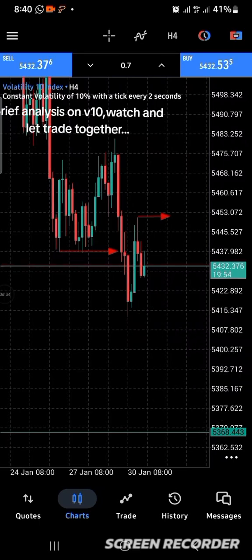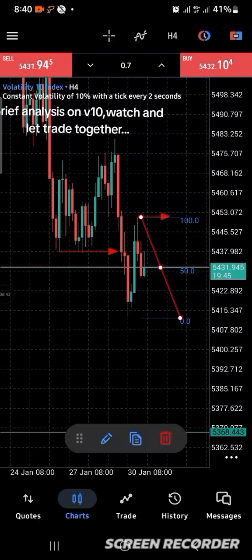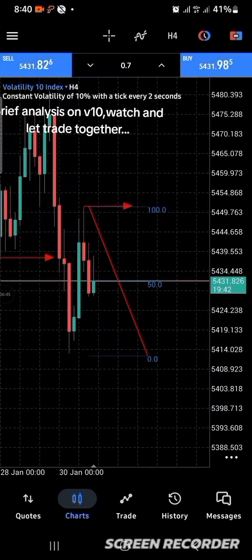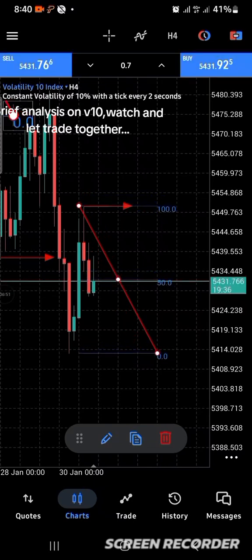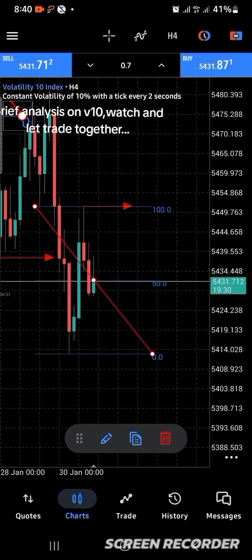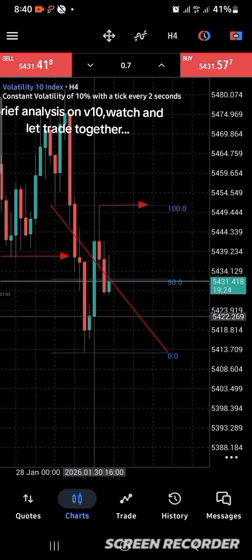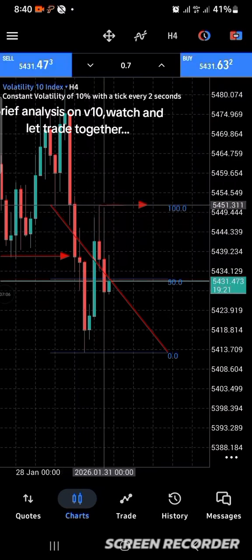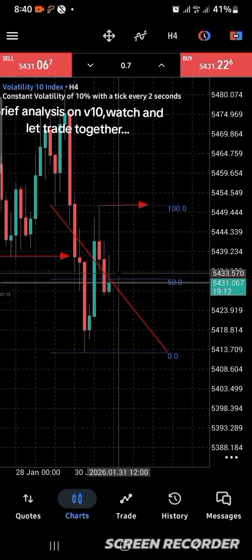So let's measure this guy here. I'm going to measure this guy from here to here. So this is my Fibonacci tool, and I'm going to measure 100, 50, and 0. Now you see this is our pullback. Then the movement back to 50%, it only gives us 50% and a bit. Yeah, only 50%.